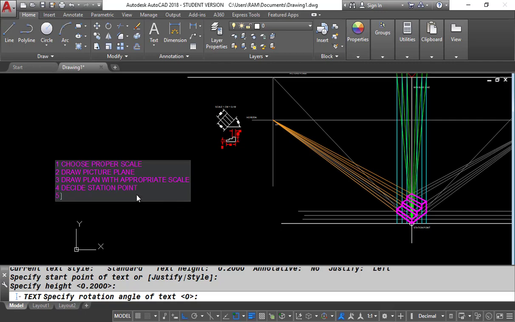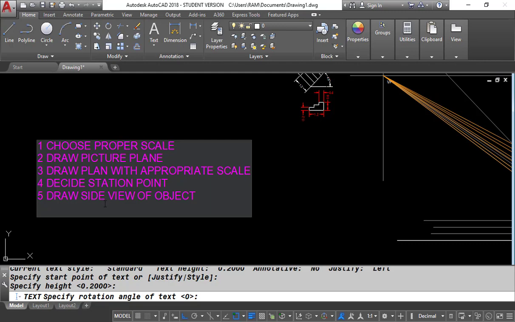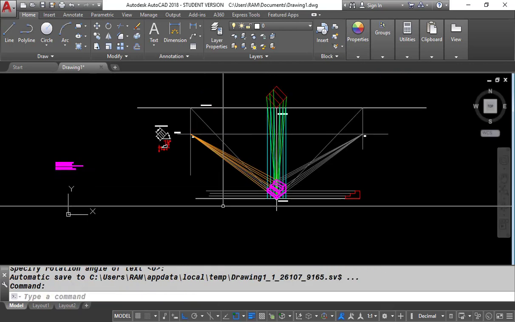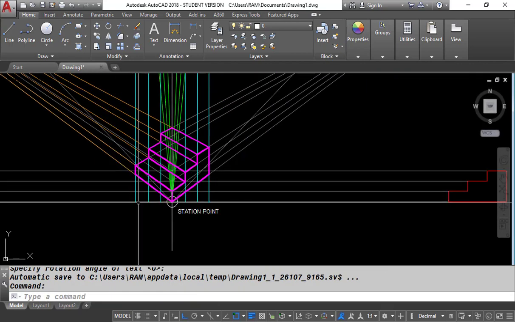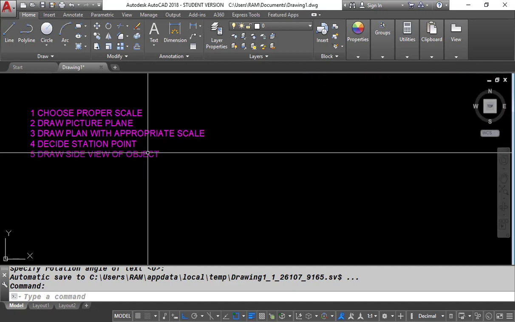Our fourth step is decide or locate the station point. Okay, our fifth step is draw the side view of the object. It may be any object, staircase or anything. Now after drawing the side view, how to draw the side view? From the station point you have to draw one horizontal line, and you have to draw the side view with the appropriate scale.